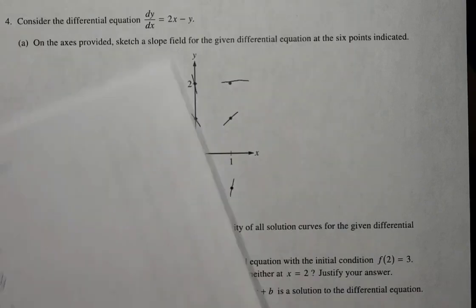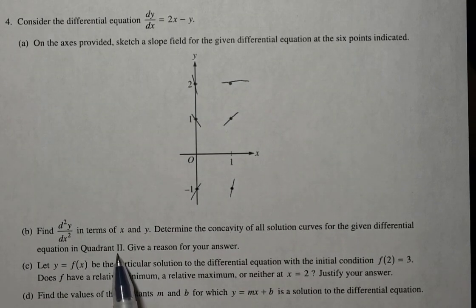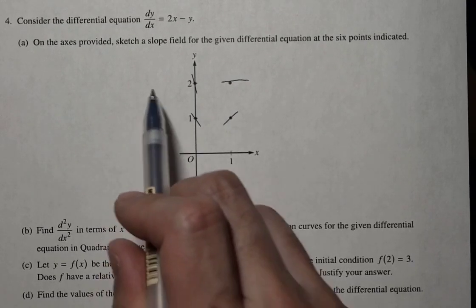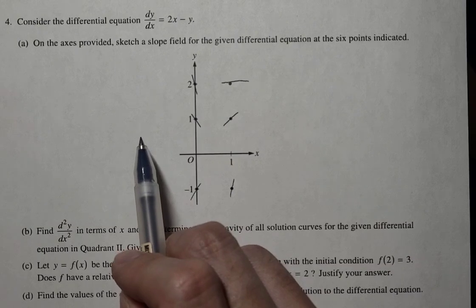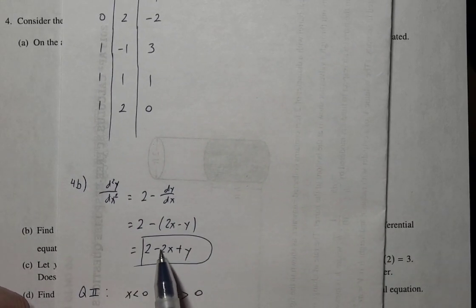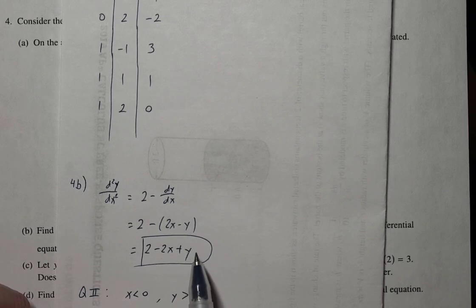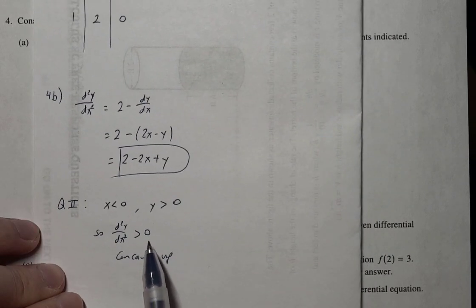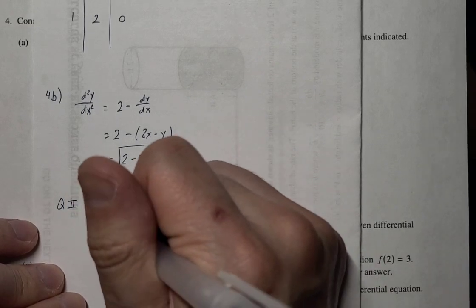Now, what happens in quadrant 2? It's probably simpler than most people think. In quadrant 2, that's up here, x is negative, y is positive. So let's look at what happens to the second derivative. X is negative in quadrant 2, so this becomes a plus something. Y is positive, so this becomes 2 plus something plus something. So the second derivative is always positive, so it's always concave up in quadrant 2. Okay? As simple as that.